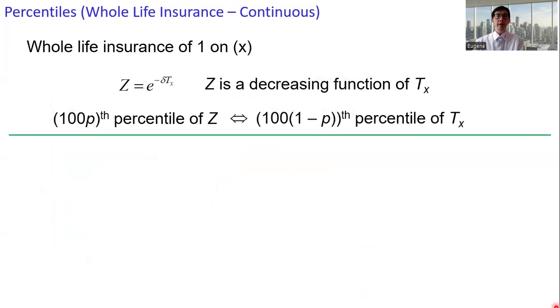That is, if we want to get the 100 times pth percentile of Z, we can start with finding the 100 times 1 minus pth percentile of Tx. And then with this value of Tx, we can get the value of Z, because Z equals e to the power minus delta times Tx.